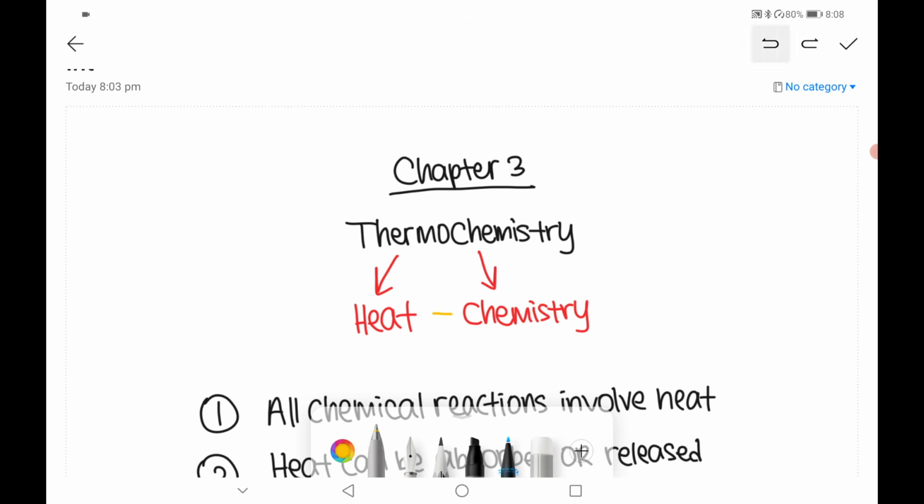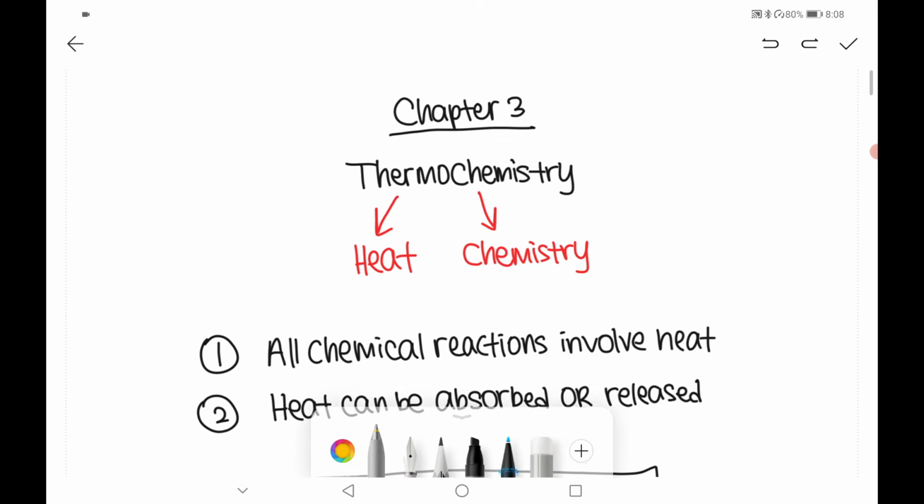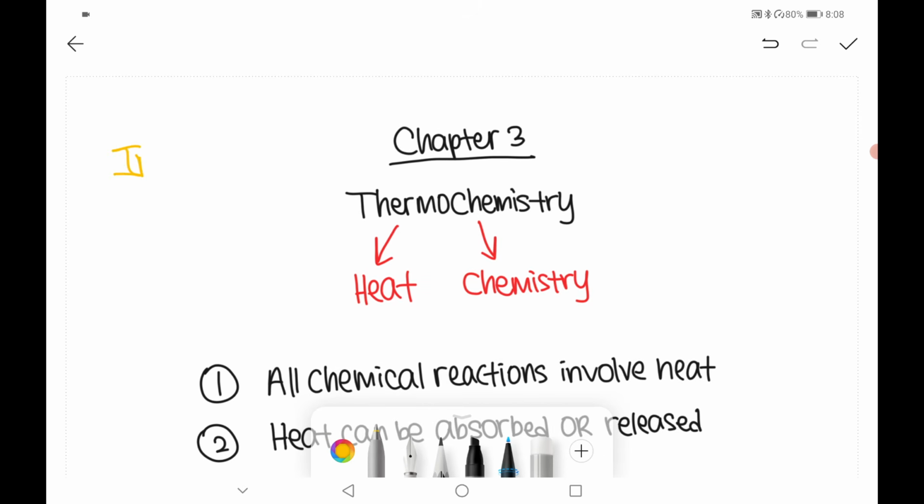Okay, so let's start. There are a few important concepts that we need to learn for today's lesson. This lesson is called Introduction to Thermochemistry. In today's lesson we will learn all the basic ideas and concepts for thermochemistry. Let's start with the first concept.